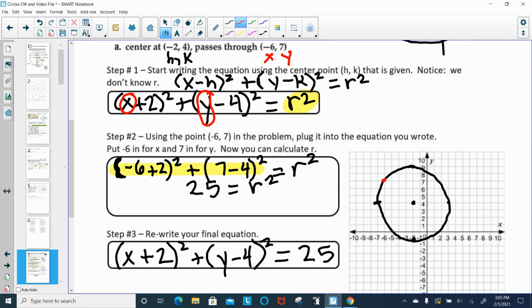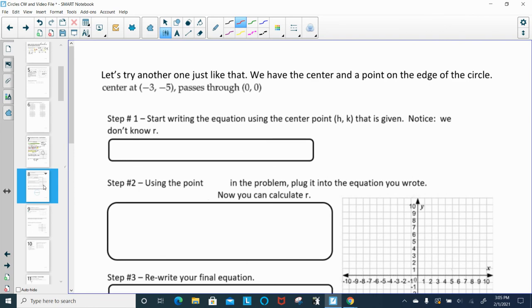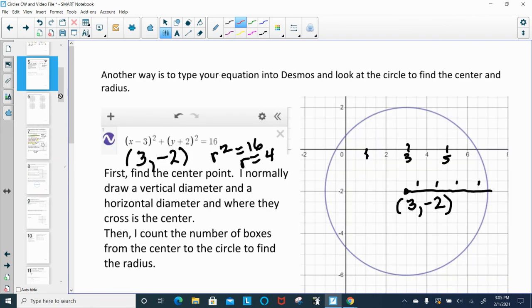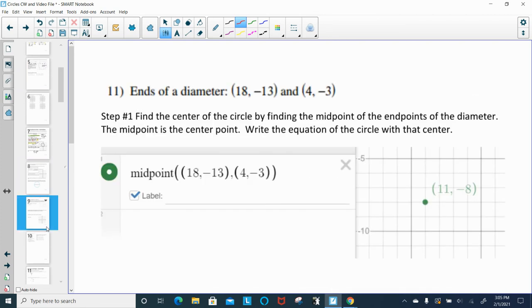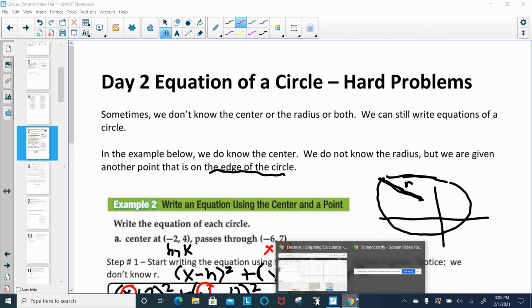Okay, so when we come back here in just a moment, we are going to try another one just like that. And then what we're going to do is look at another special case in a couple of minutes. Okay, thank you so much, guys. See you in a moment.